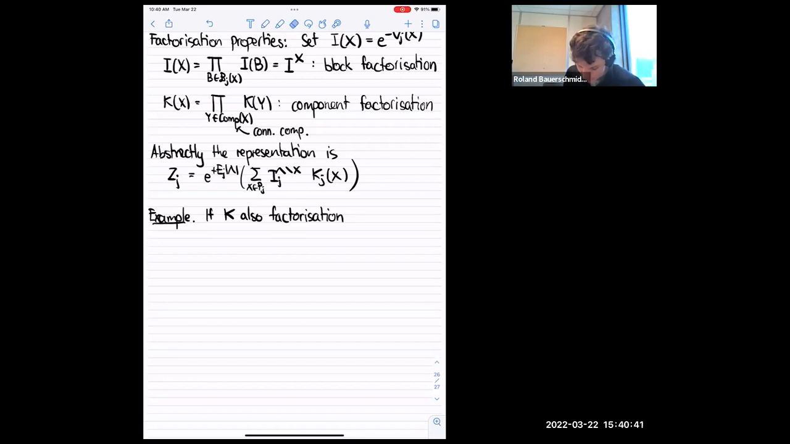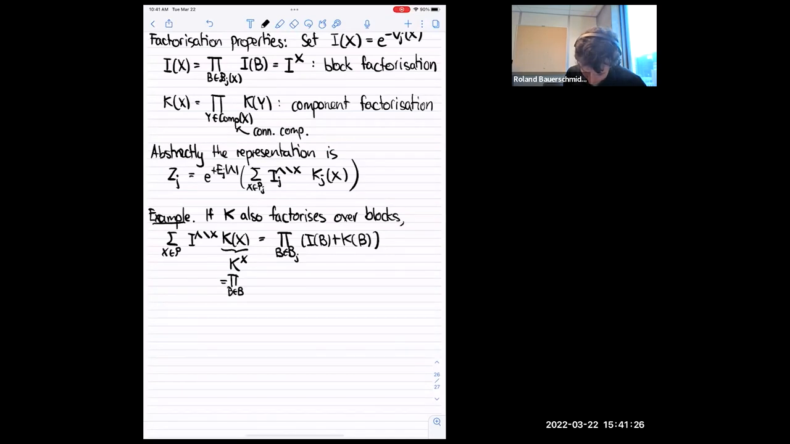So if K also factorizes over blocks, the sum over X and polymers, so just sets of blocks, of I to the lambda take out X, K of X. Then K of X is also K to the X, and this is simply the product over blocks of I of block plus K of block. This is like a binomial expansion. So if K also factorizes over a block, this whole representation boils down to a product over blocks, and we'll have a main term I of B and perhaps a term which we think of as an error term, K of B.